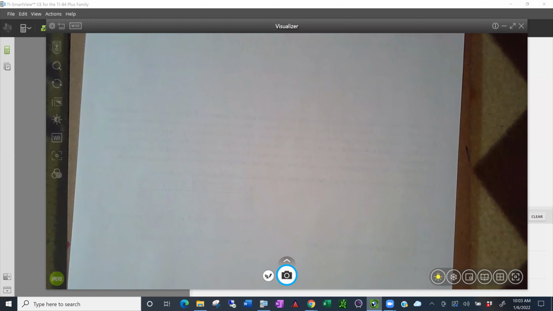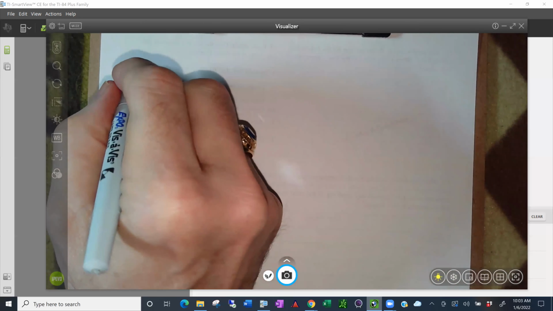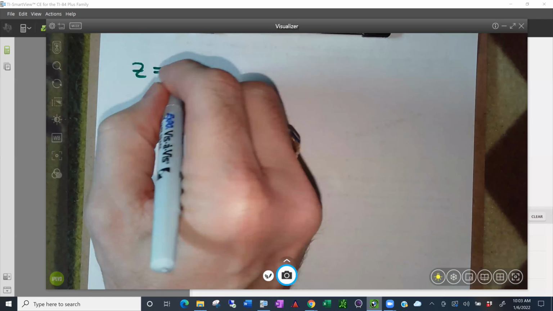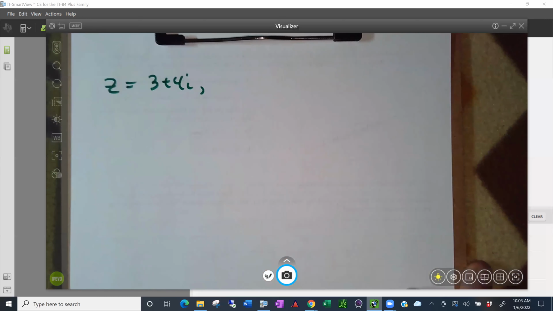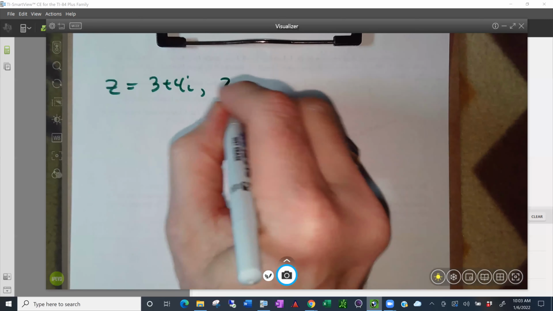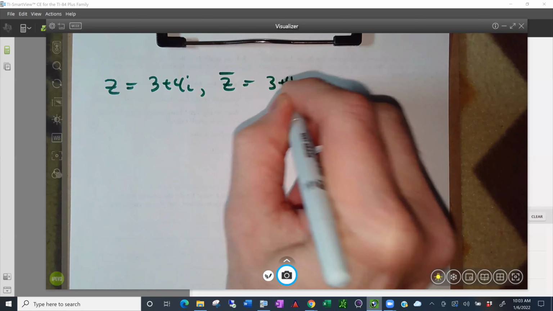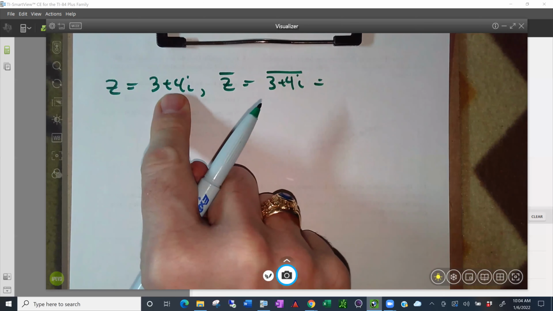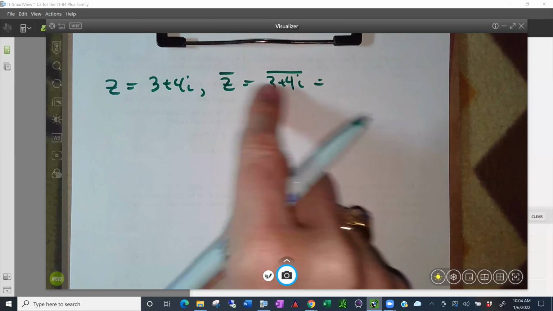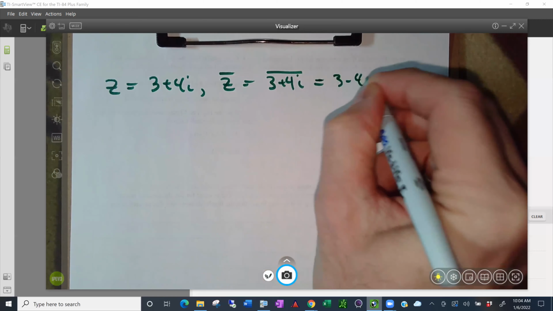Let's keep going with a couple more here. Now, I want to give you some notation. Let's say Z is this complex number, 3 plus 4i. Then a lot of times we'll find it convenient to use this notation. Z bar would be 3 plus 4i bar. That bar notation simply means the conjugate. And what you're going to do with the conjugate is change the sign on that middle term. So it'd be 3 minus 4i.